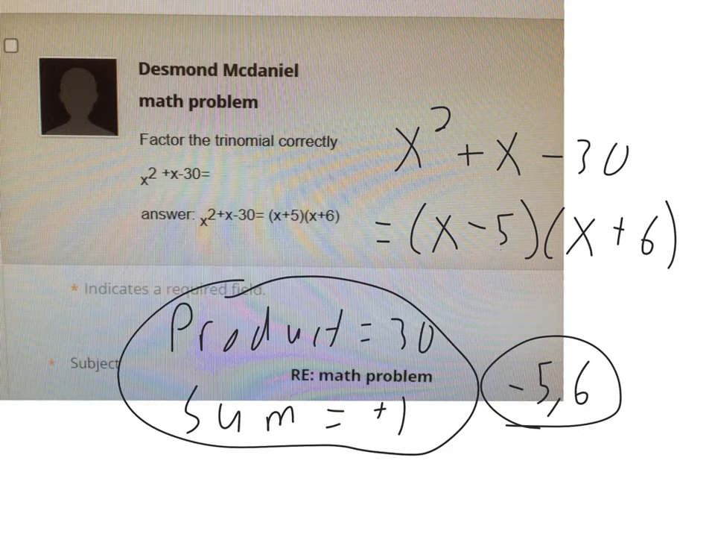Oh, I saw your question on the discussion board. You want to factor this trinomial correctly. This is not correct. It's close. So we have x squared plus x minus 30. We want to factor it correctly.